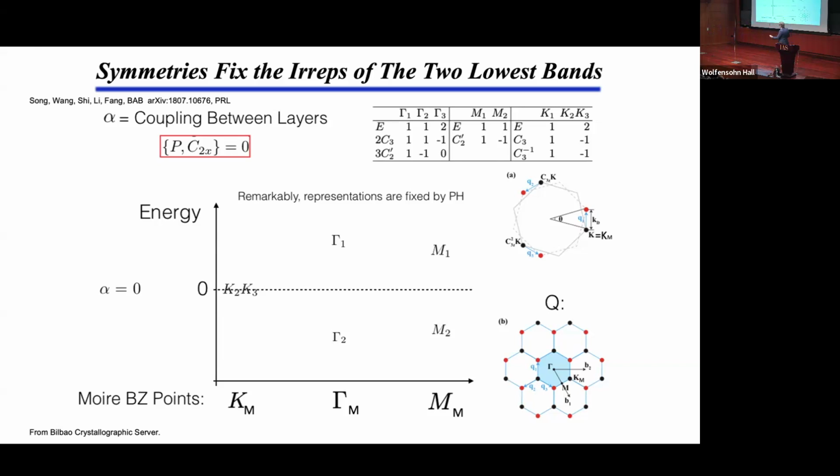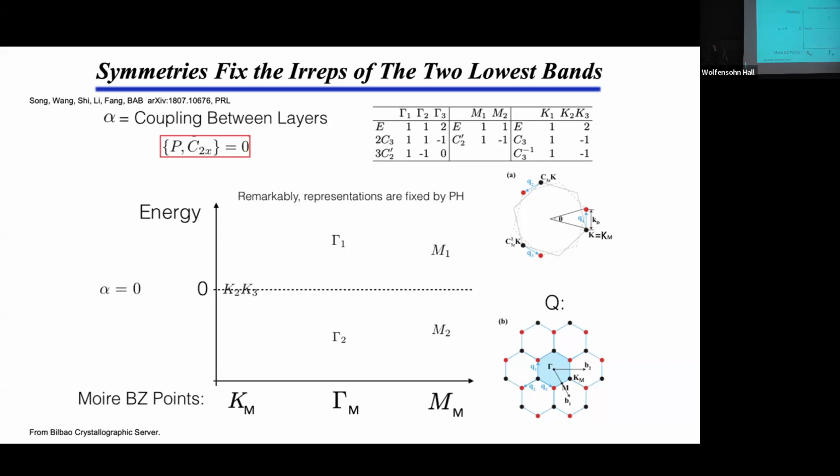So basically, the moral of the story goes as follows. How do you prove that these are topological? Well, you look at the representations at high symmetry points. And these are all graphene. You see the small moiré. So at the K point, you really started. This is the K point of the moiré. This is the K prime point of the moiré, which is the K of the upper layer of graphene and the K of the lower layer of graphene.